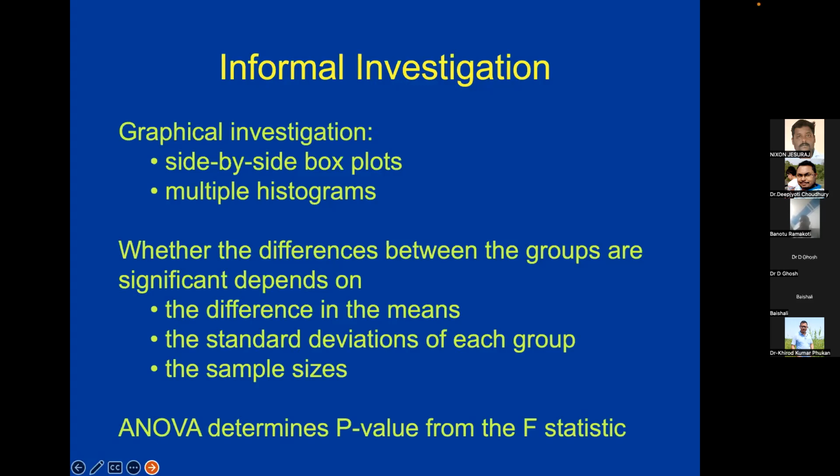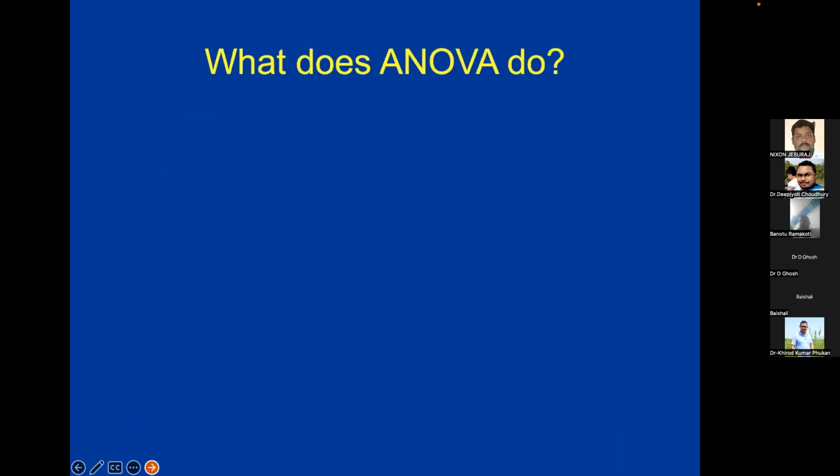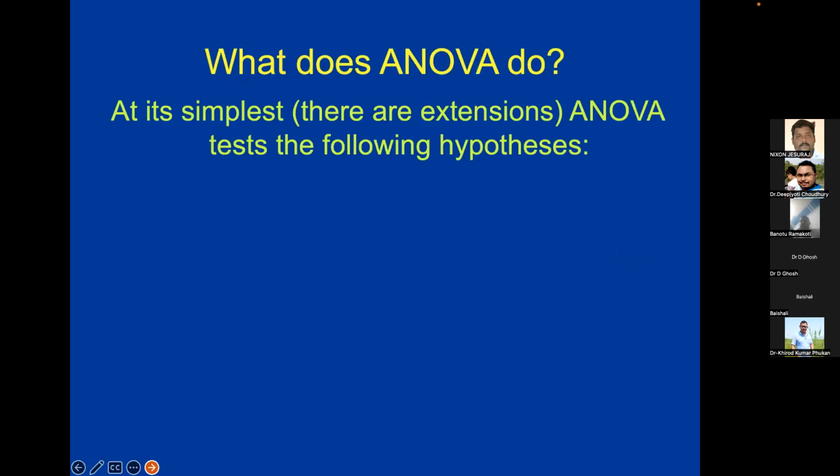ANOVA determines the p value from the F statistics. Now what does it do? At its simplest, ANOVA tests the following: the means of all the groups are equal.